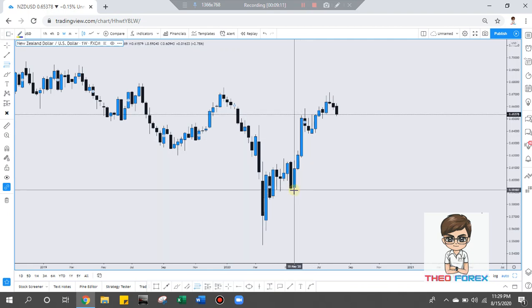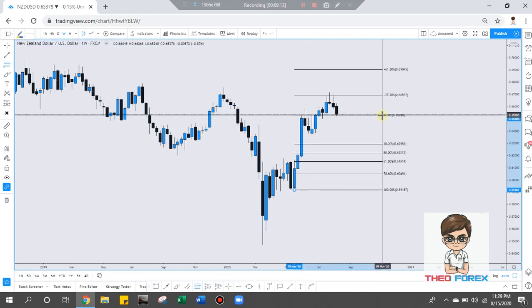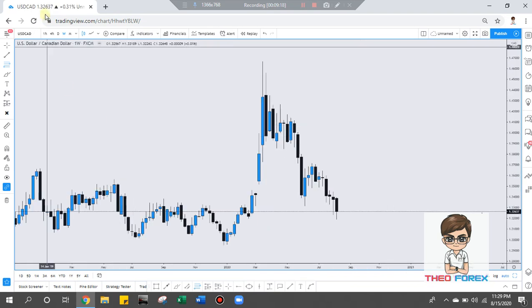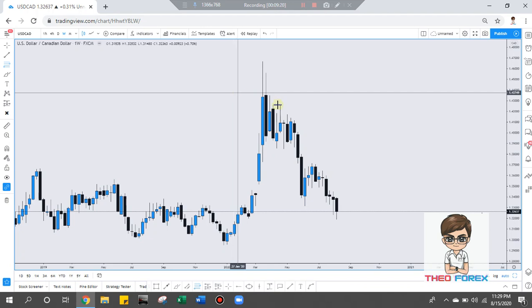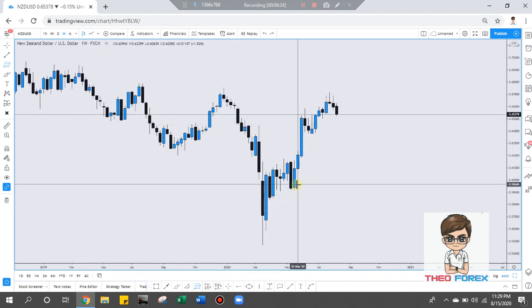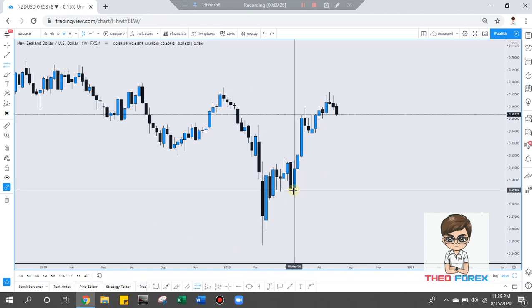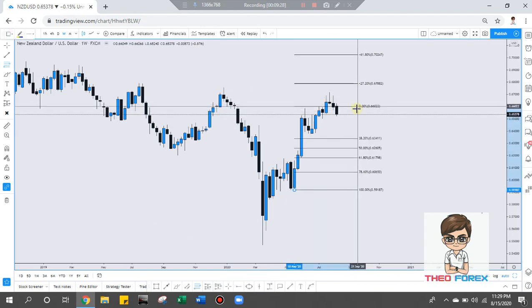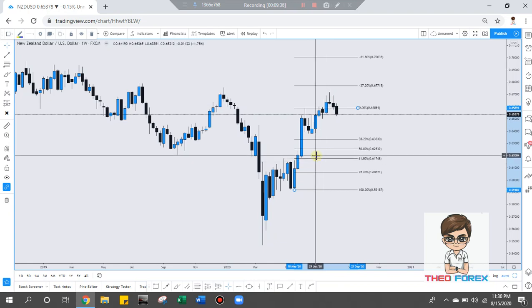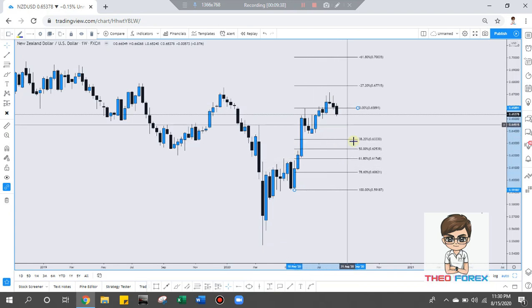We take our Fibonacci from the swing low to the swing high. Sorry about that. Okay, we're back on this chart. Yeah, we take our Fibonacci from the swing low to the swing high of this move right here. Then we expect price to come back to either the neckline or one of these Fibonacci levels. And as you can see, it never came back to any of these Fibonacci levels.